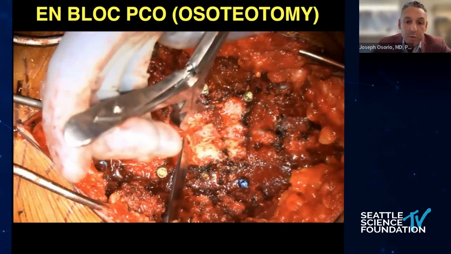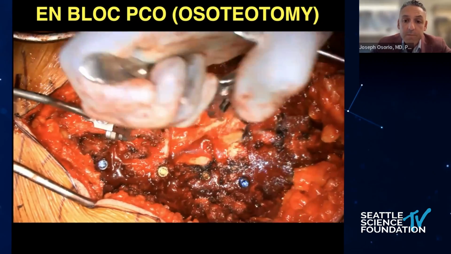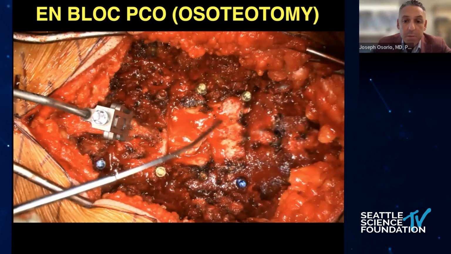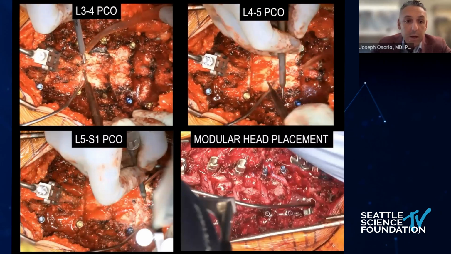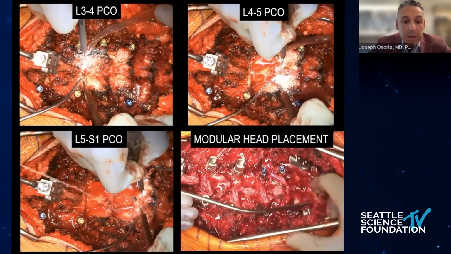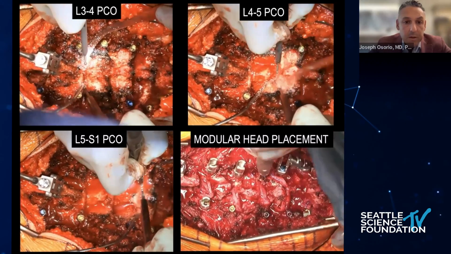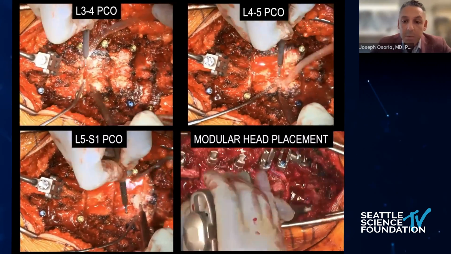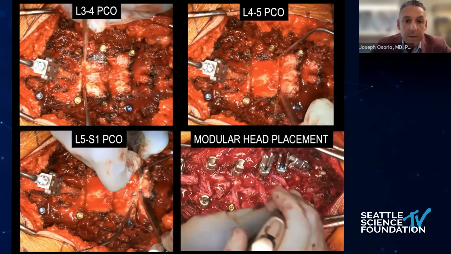And so here we're just removing that entire block of bone that will be used for bone fusion, and it's particularly helpful to do an en-bloc PCO when you have to work on a degenerative patient and you have to open up the canal for a laminectomy. So once again, robotics being used here for modular applications, using the preoperative CT to place the screws up front. And then you can see these are the three different levels we did an en-bloc PCO. And then at the final stages, I simply just place on the heads.